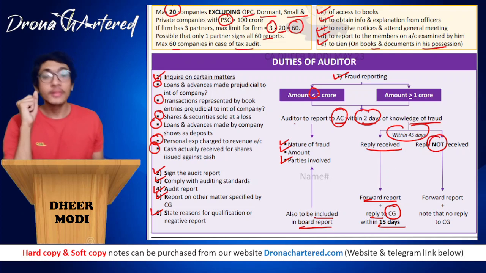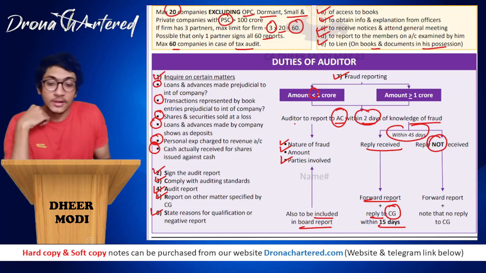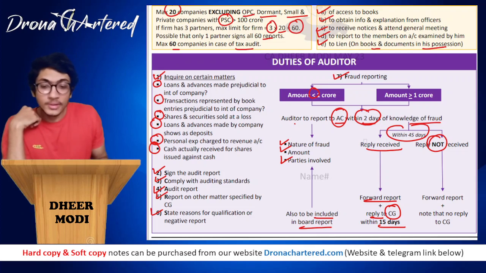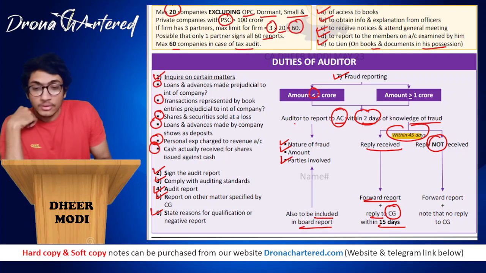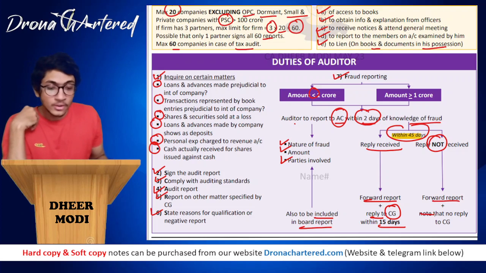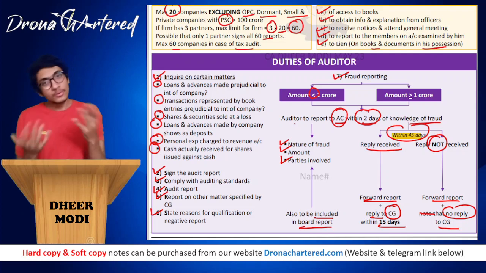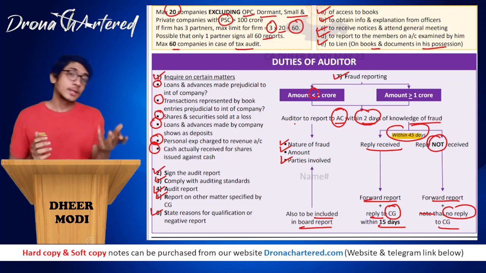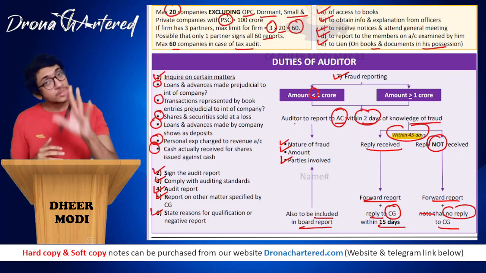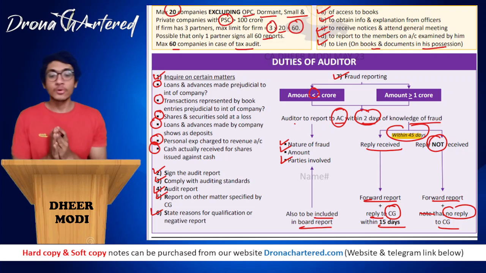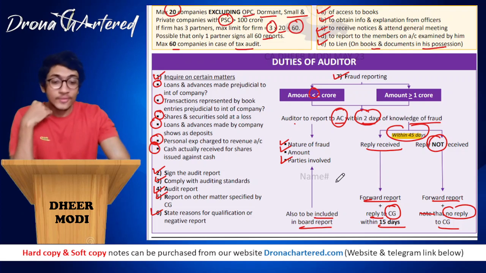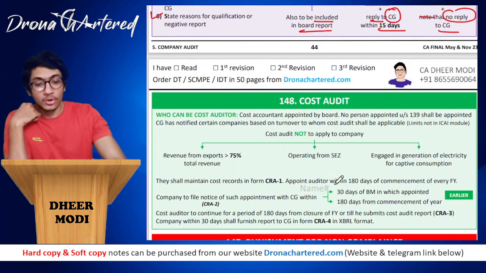However, if a reply is not received, that means your audit committee does not respond within this period of 45 days that they have given you, then in such a case, you will forward the report and a note that no reply was received to CG. So in both cases, one is you receive the reply, you give to CG. In the other case, you did not receive a reply, you give to CG and you tell them that boss, they did not reply to me. Okay, so these are your duties of auditor with regards to fraud also.